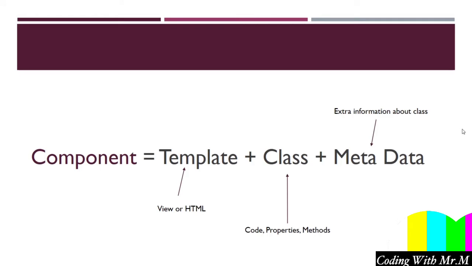A template is the one which is available on the view, which is visible to the user on the browser. It includes HTML code. Then there is the class, which includes all the properties and methods that need to be implemented inside the code. And then there is metadata, which includes the information about the class, Angular, the template, selectors, everything. So that is the metadata inside the component.